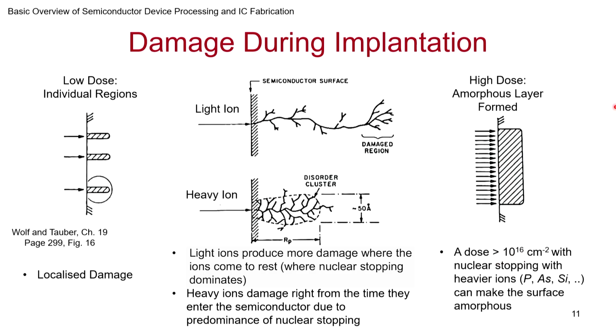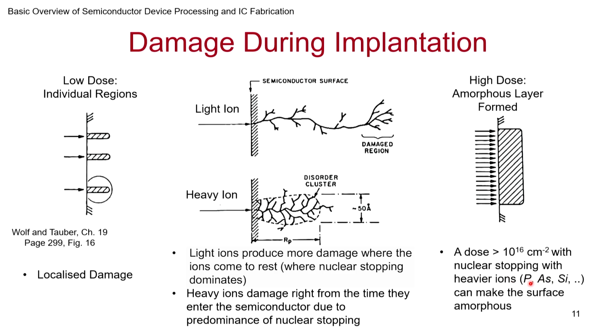Typically, a dose of 10 to the power 16 is enough to make the surface amorphous. And that is why, if you want to make a silicon crystalline surface amorphous, the best way would be to implant silicon itself. You are not contaminating it because you are putting silicon in silicon, but if you have a dose of 10 to the power 16 or so, the surface becomes amorphous.